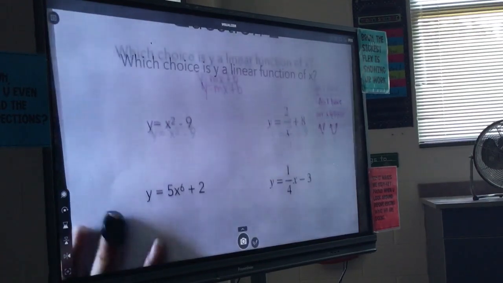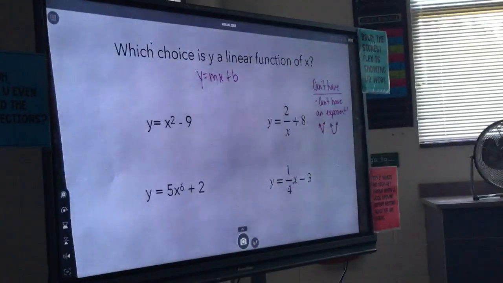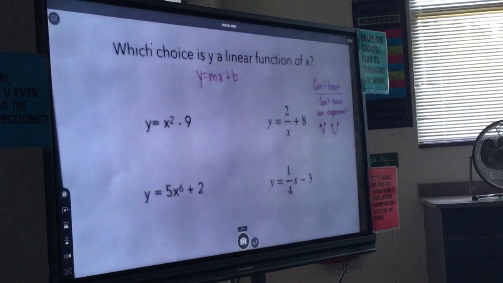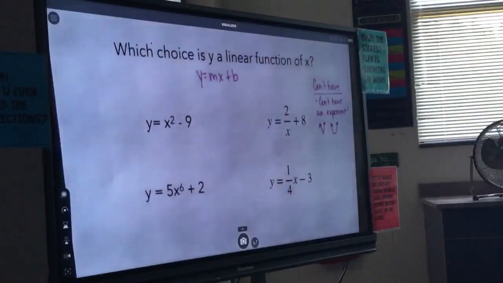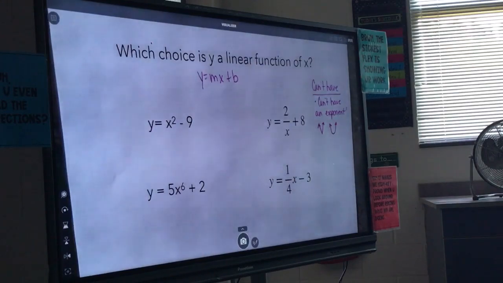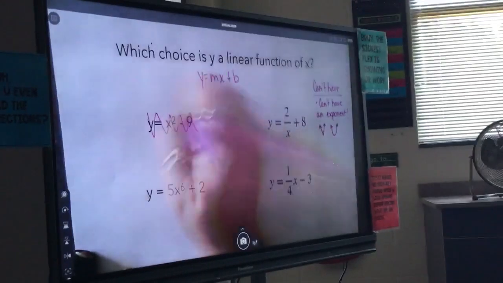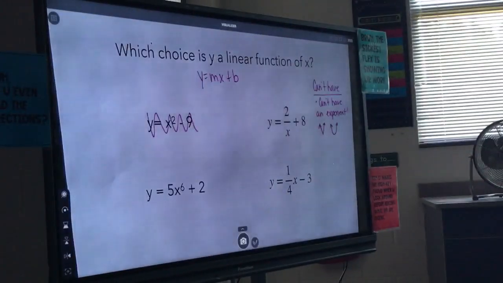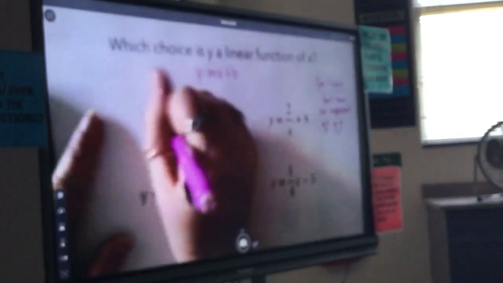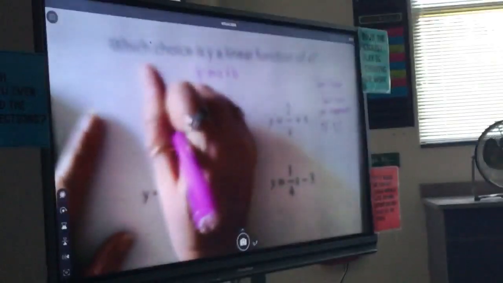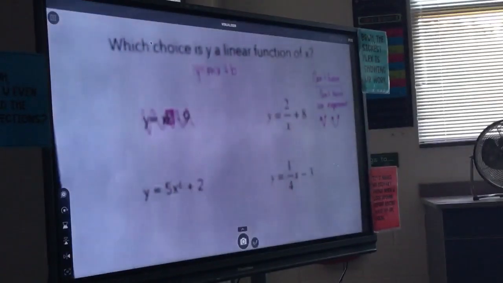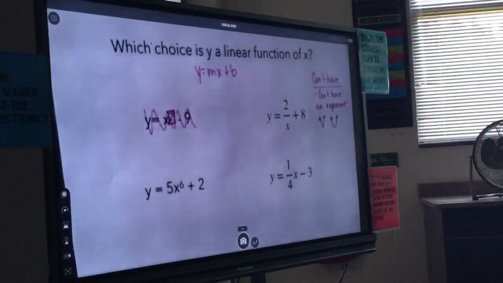So knowing that it can't have an exponent, can we eliminate two of our answer choices right now? Yes, raise your hand. Tell me one of the two that we can eliminate right now. Y equals x to the second power minus 9. Right, so that one is gone because it's got an exponent right here. Okay, so that one's gone. That will not work. All right, can we get rid of another one?